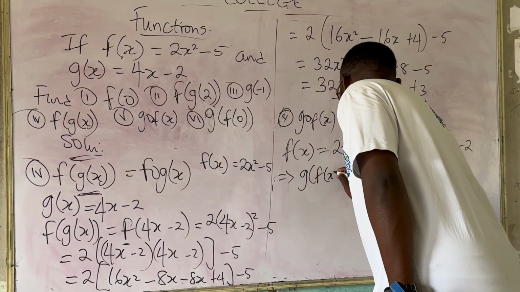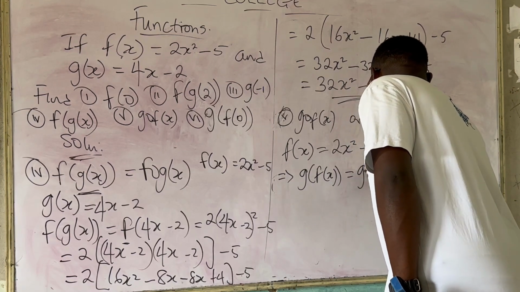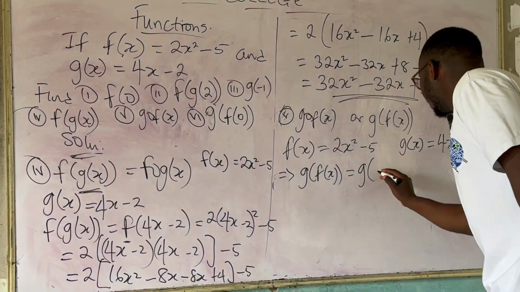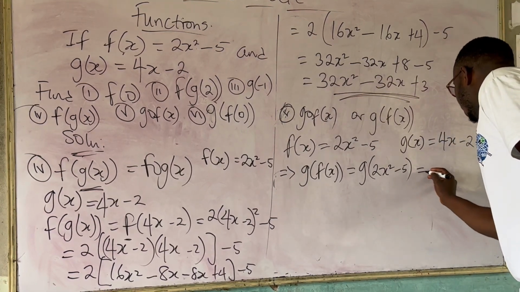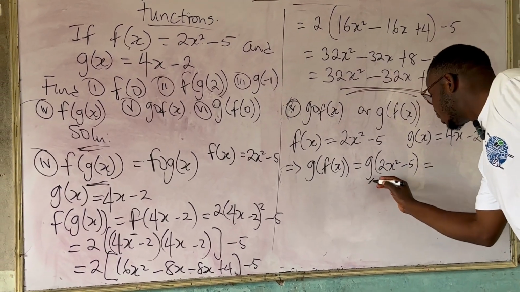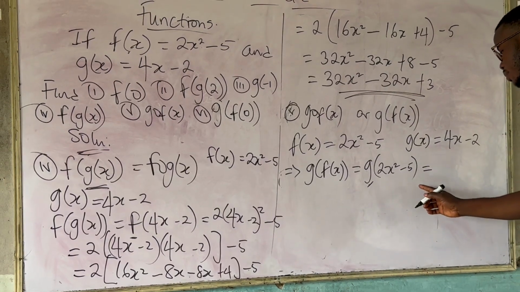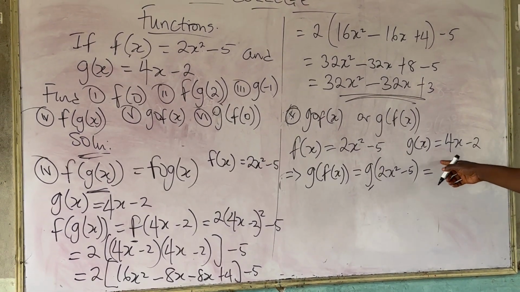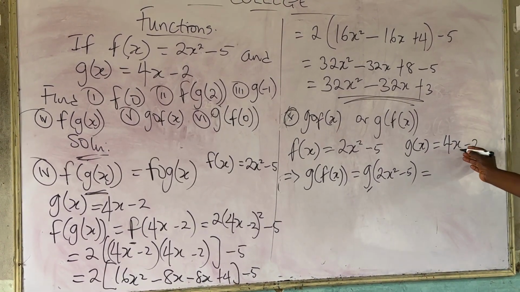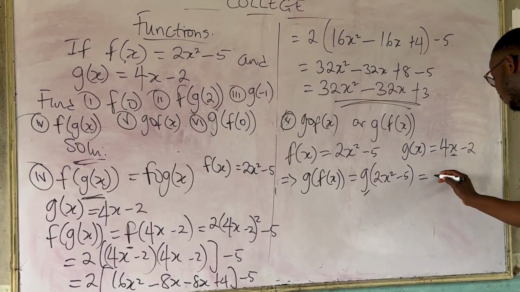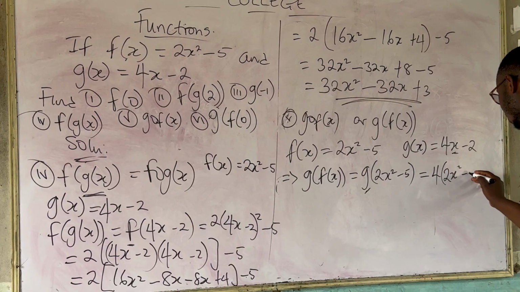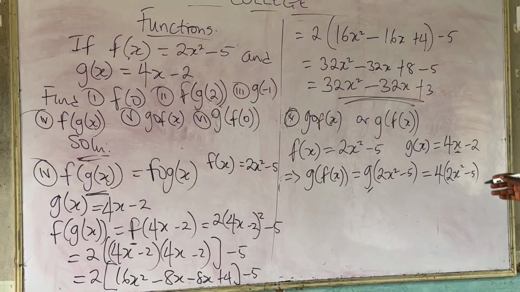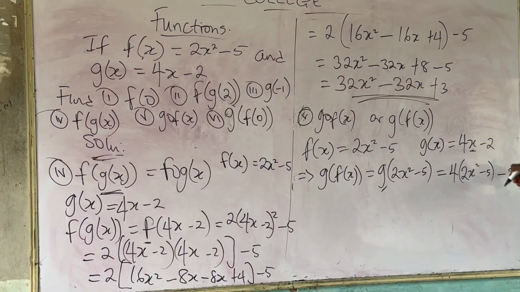g f of x will be equals to g in brackets. The value of f of x is 2x squared minus 5. Then this will be equals to, since we have g here, g of 2x squared minus 5, that will take us to g of x. Anywhere we see x in g of x, we change it to 2x squared minus 5. So here 4 is outside there. So we write 2x squared minus 5 inside the bracket, minus 2. This one is outside there.